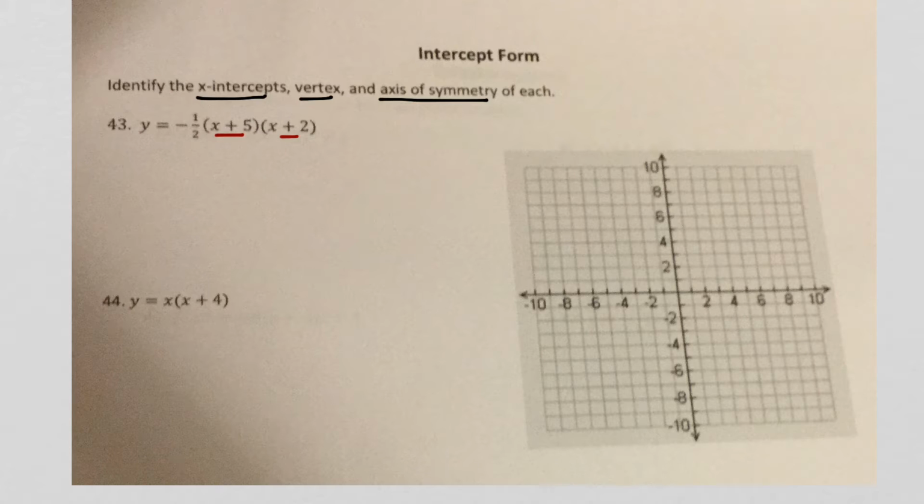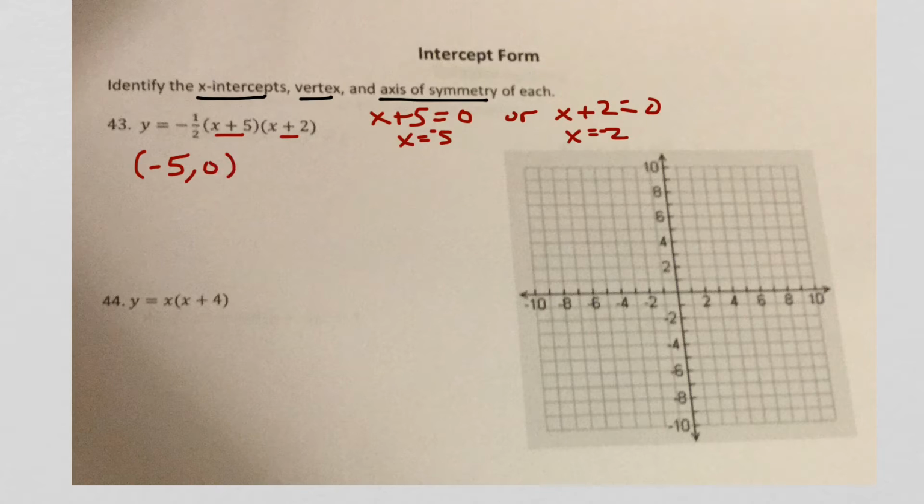So if we were to set each of these equal to 0, x plus 5 equals 0, or x plus 2 equals 0, we could solve and we're going to get that x equals negative 5 or x equals negative 2. So our x-intercepts are (negative 5, 0) and (negative 2, 0). So I can go ahead and plot those over here. Negative 5, negative 2.